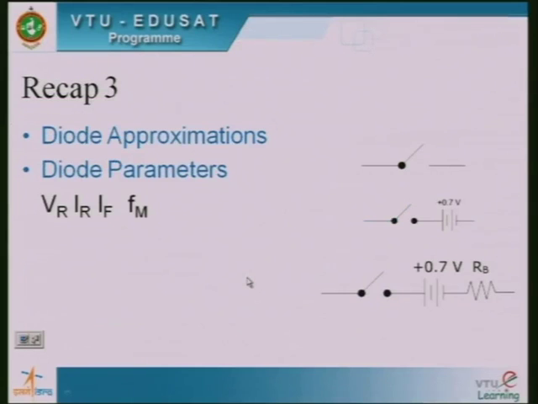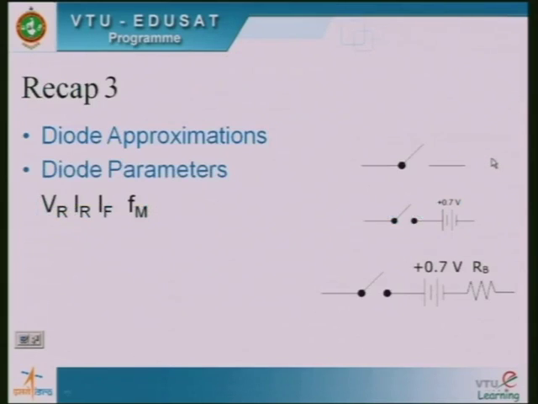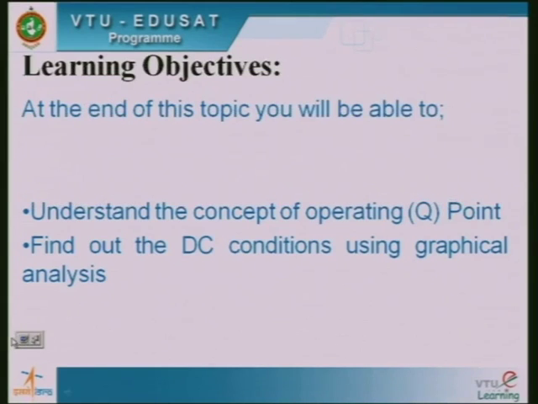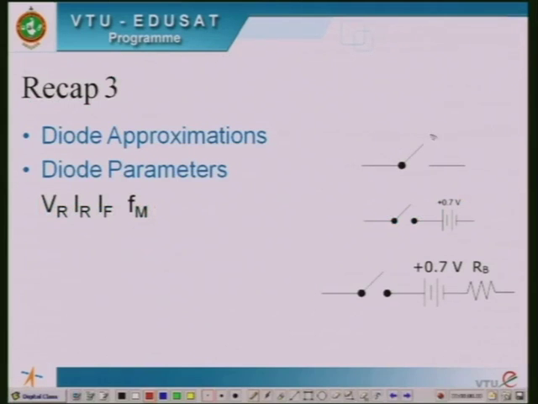We also discussed the diode approximation. There are three types of diode approximation. This is the first type of the diode approximation. Here you can see that the diode either acts as an open circuit or a closed circuit. Whenever the diode is forward bias, the diode acts as a closed circuit, that is a closed switch, and if the diode is reverse bias, it acts as an open switch.